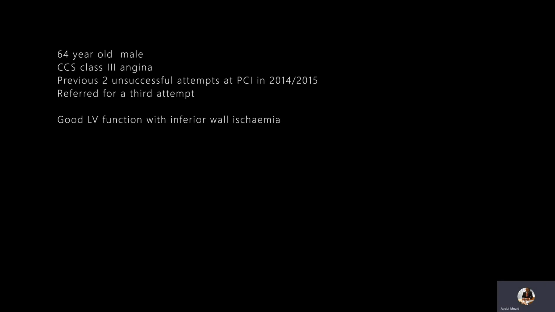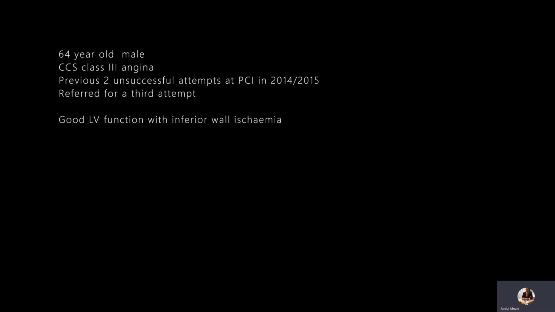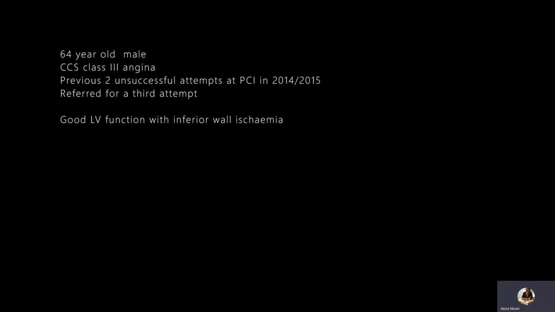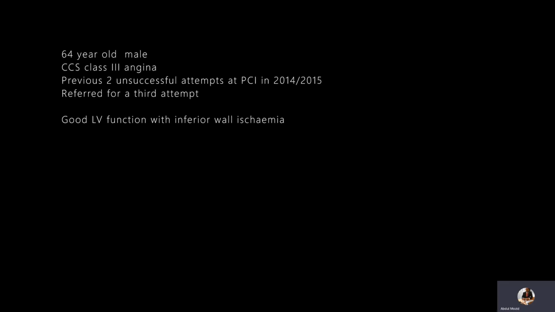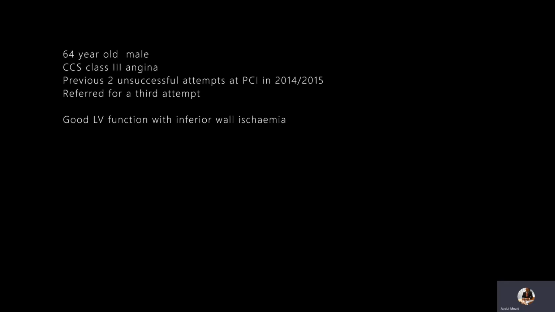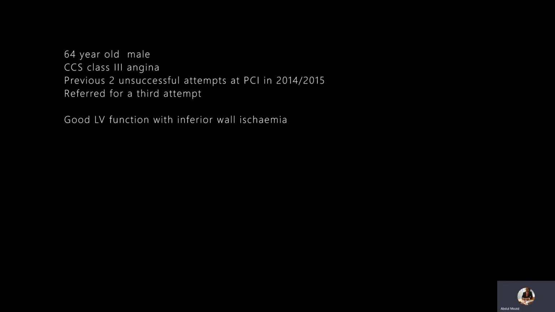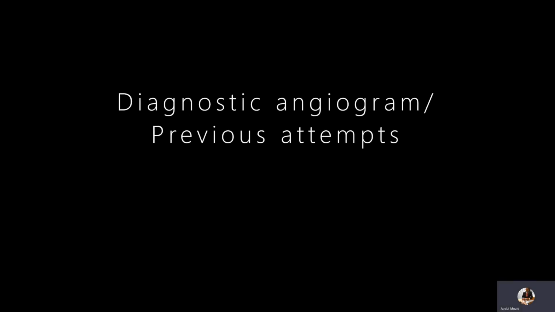A 64-year-old man who'd had previous documented right coronary artery occlusion and presented again with CCS class 3 angina symptoms. He had unsuccessful attempts in 2014 and 2015. He had worsening symptoms recently despite optimal medical therapy. He had good left ventricular function with inferior wall ischemia on perfusion imaging and did not have any significant comorbidities.